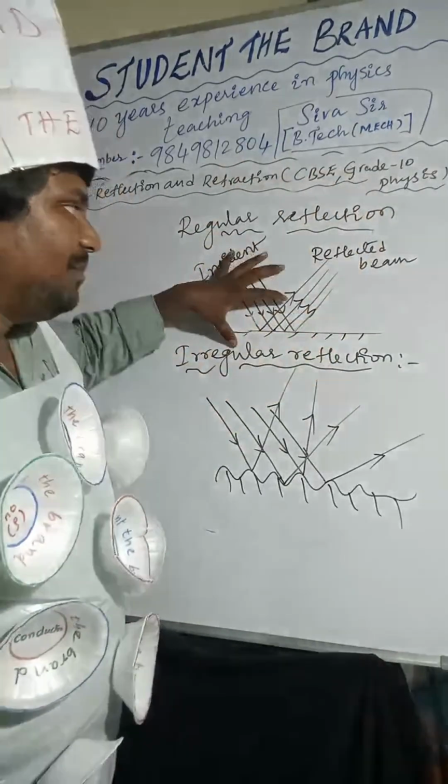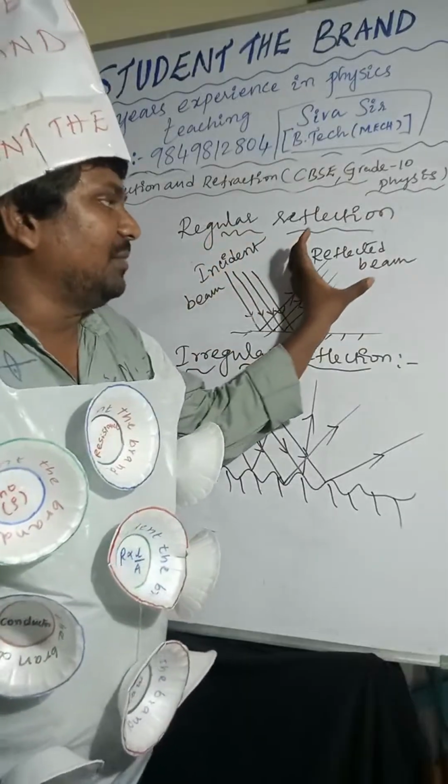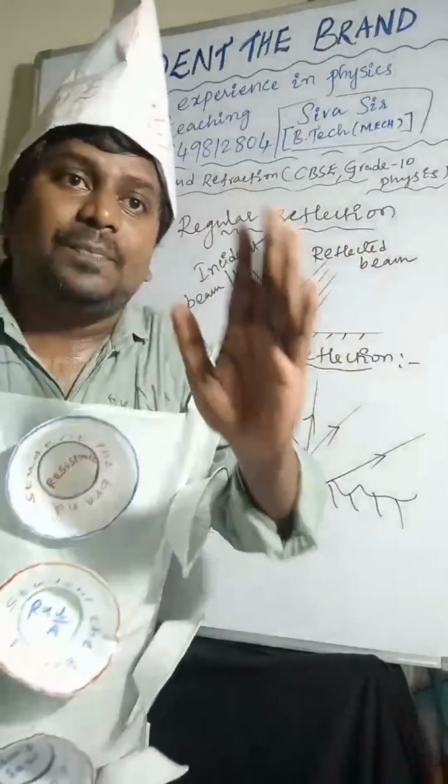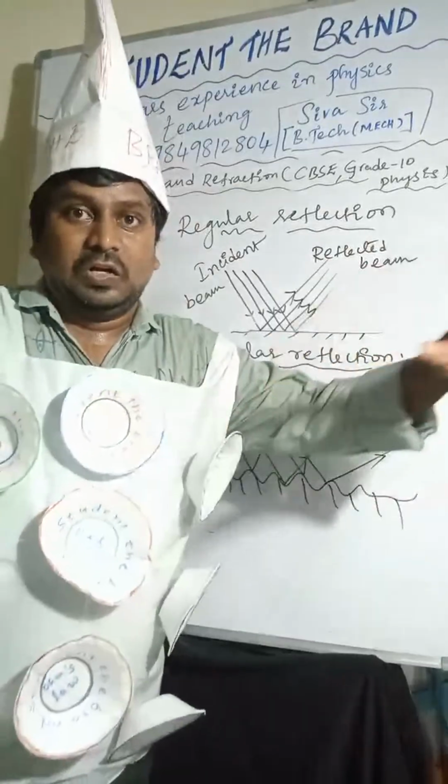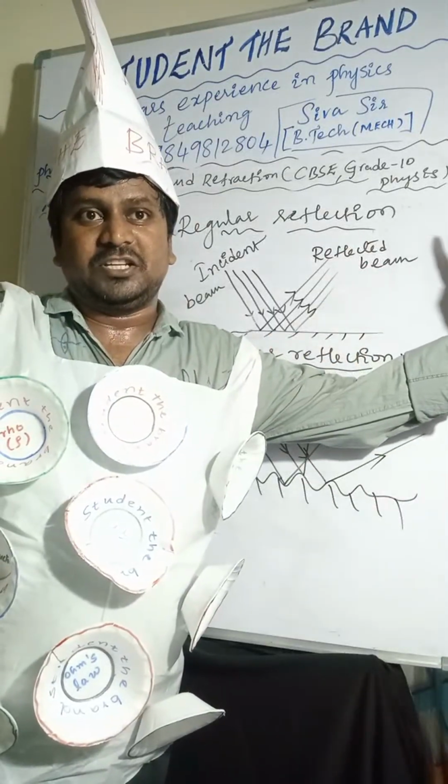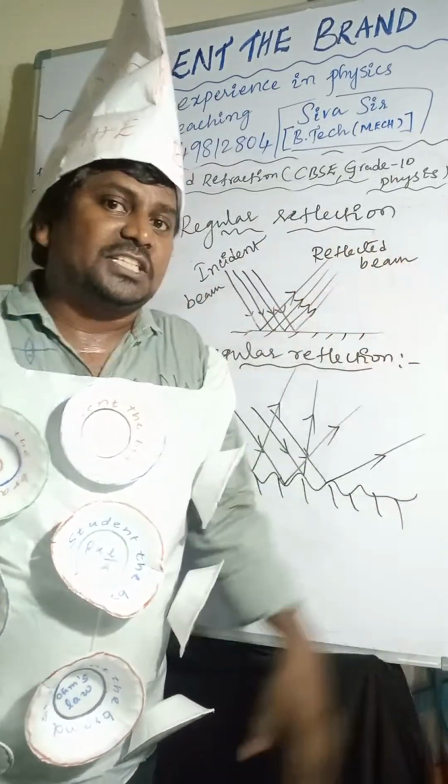When the incident beam is parallel, the reflected beam is also parallel. This type of reflection is called regular reflection.